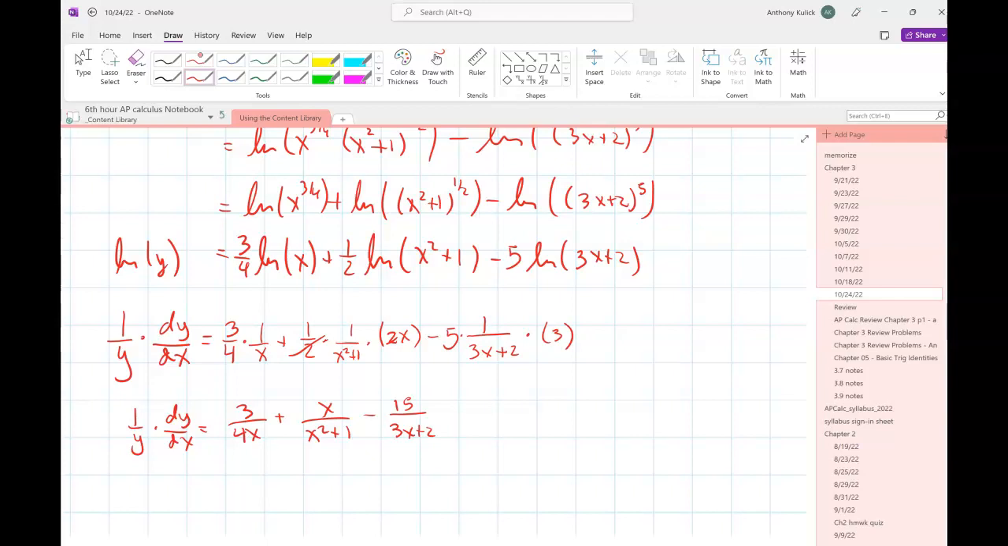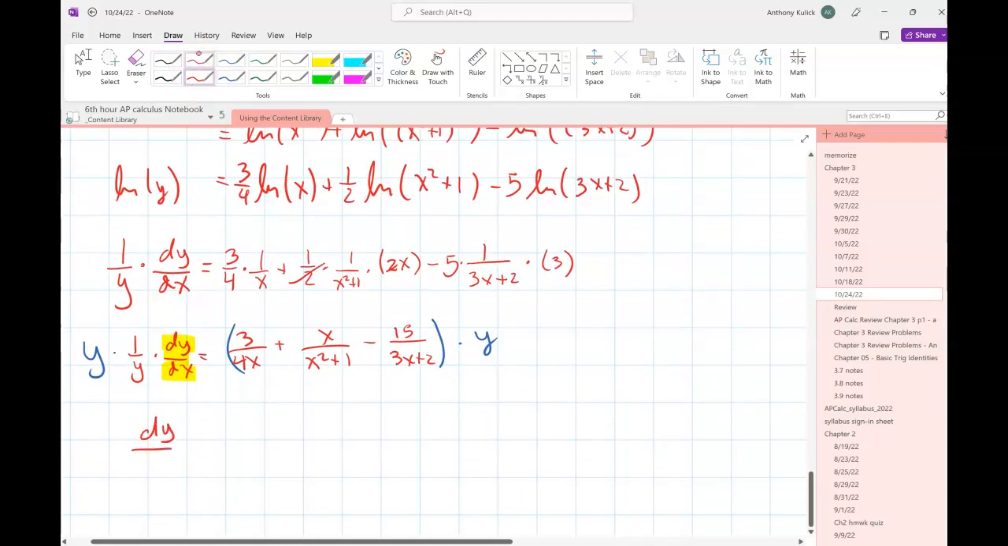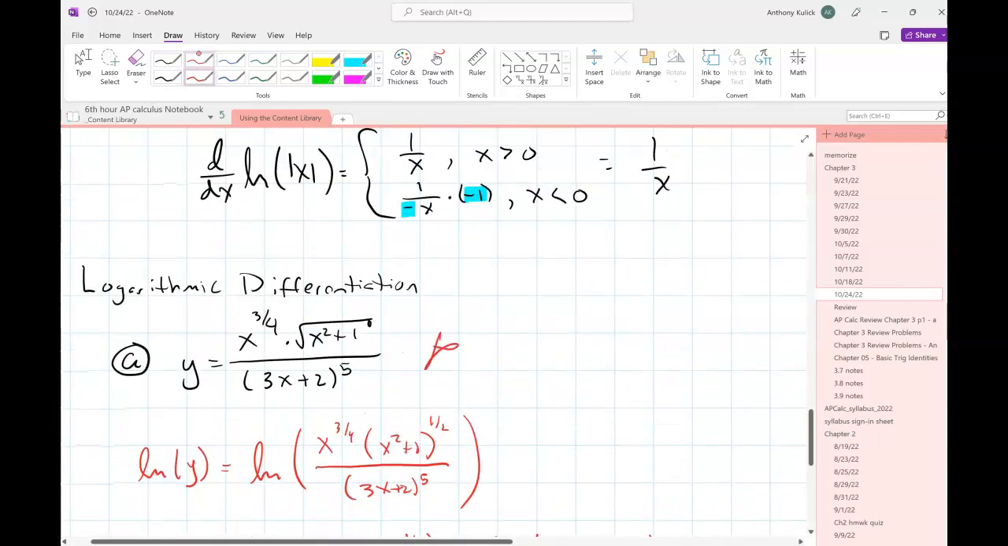What still needs to happen? What are we trying to find in this problem? We want the derivative. We need to get that dy dx by itself. So we need to still multiply both sides by y. Now, when I do that, I'm not going to write y in terms of y. I want to write y in terms of x, because the rest of my derivative is written in terms of x's. How do I write y in terms of x? Just the original problem.